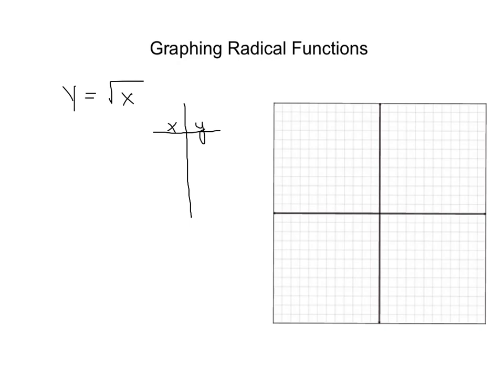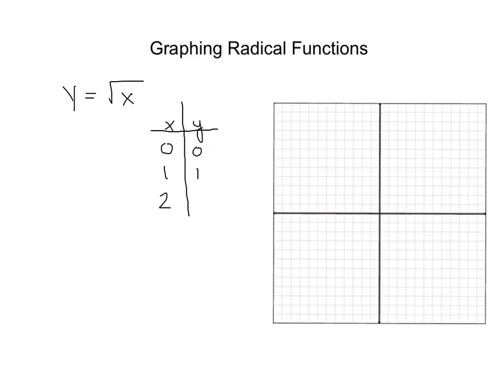We always try 0, so let's go ahead and put 0 in. Square root of 0 is 0. And if we do 1, the square root of 1 is 1. Now, when we try 2, we get the square root of 2, which approximates 1.414, but I really don't want to graph that, so I can just ignore that. I don't have to do 2.